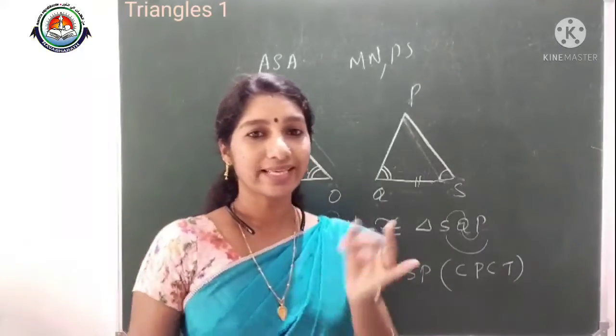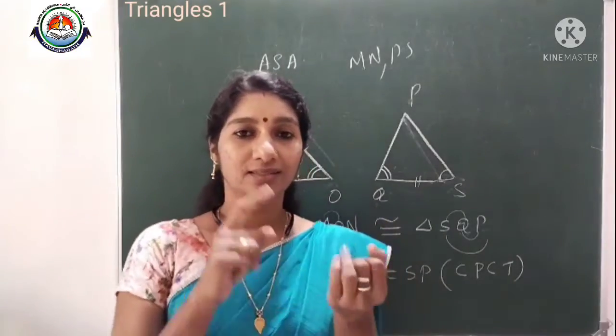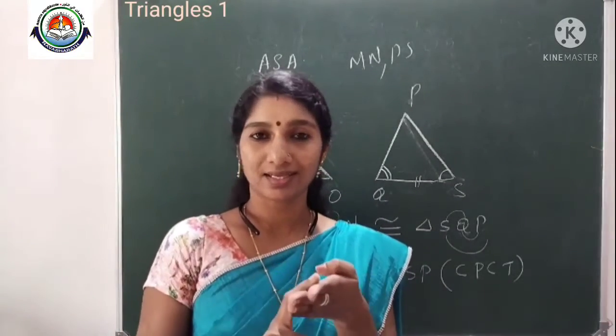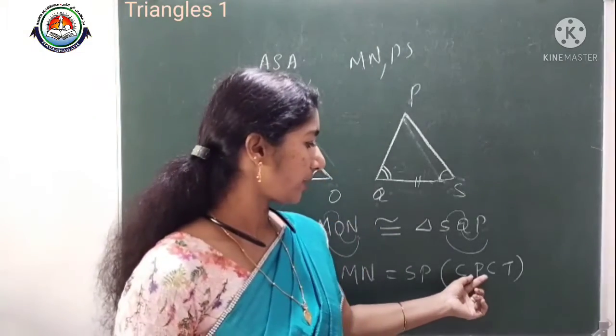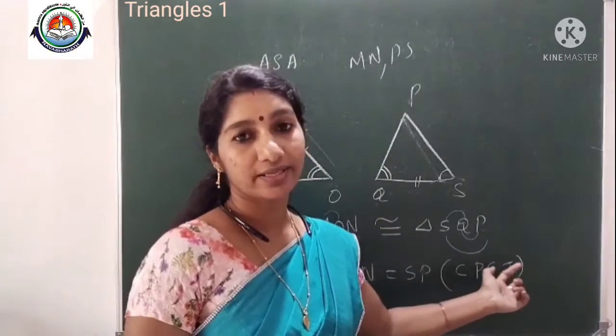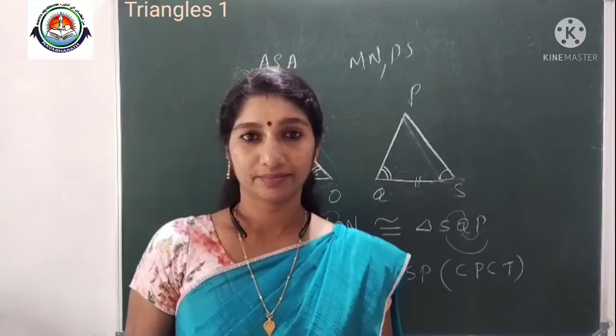Parts means what? A triangle has three sides and three angles, and these are called the parts of the triangle. So, corresponding parts of congruent triangles. We can write this shortly as CPCT.